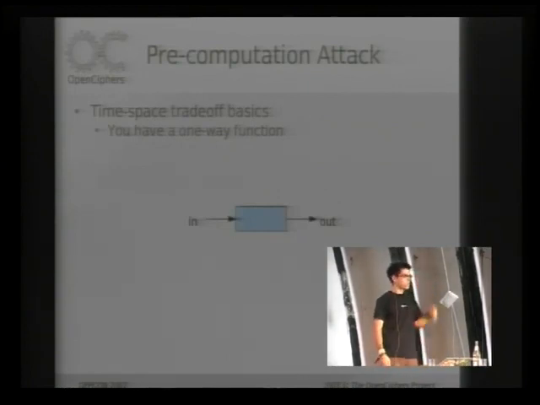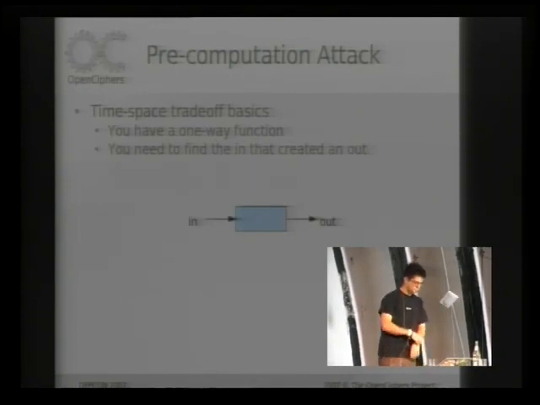So can I see a show of hands of who knows how rainbow tables work or anything like that? Okay, cool. So this will probably be a really bad explanation, but I'll try to give it my best. The really basic time-space trade-off is you have a one-way function where it only goes a single way. You just have an input into a function, you get an output, and they try to make it so you can't go the other way. And so you need to find basically the input that created the output that you have.